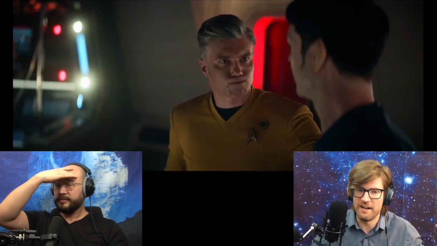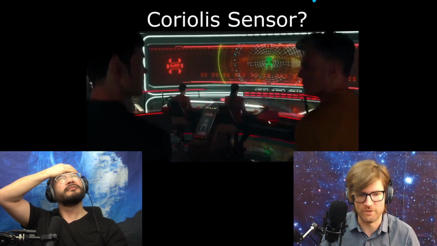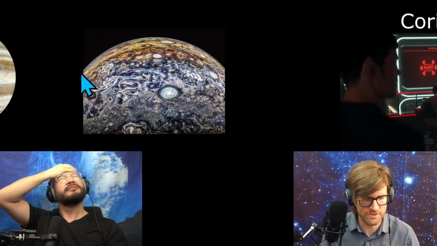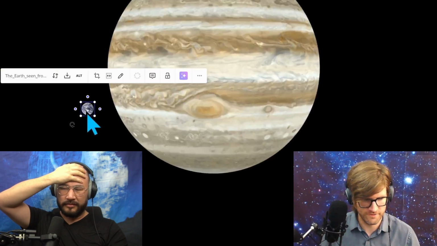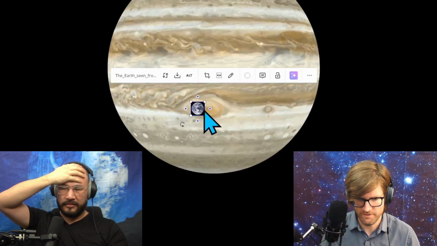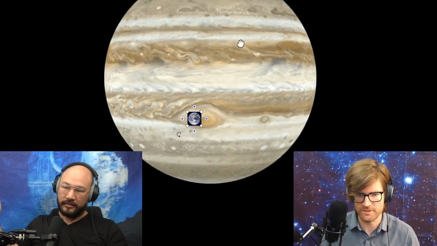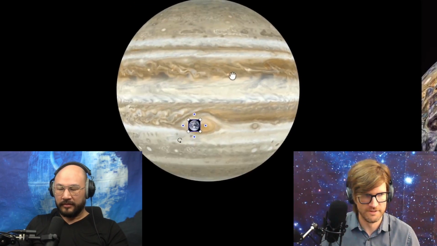And we're talking about a brown dwarf. A brown dwarf is about Jupiter size. So here's a picture of Jupiter we got, and here's the Earth. About three Earths fit into the Great Red Spot on Jupiter. This is about the size of a brown dwarf.